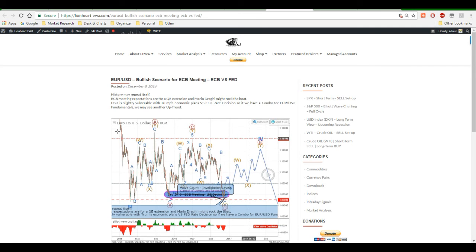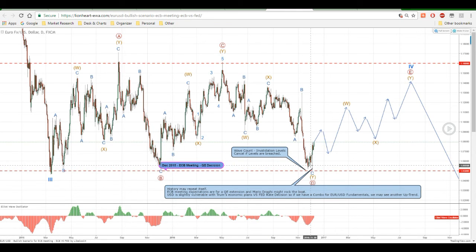We'll actually go on the Euro USD here. I did make a post on December 8th on the Euro USD, saying that when Mario Draghi had a press conference, I was expecting him to rock the boat a little bit, but that did not happen then. However, I'm going to make an update basically on this wave count. Previously, I marked this as a WXY being formed out of three moves A, B, C.